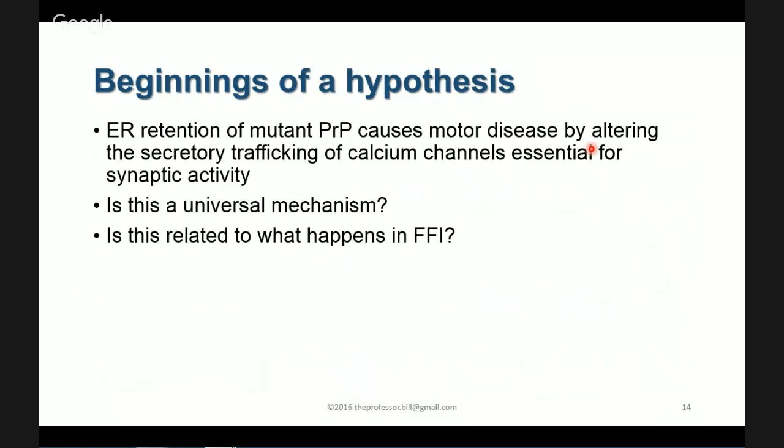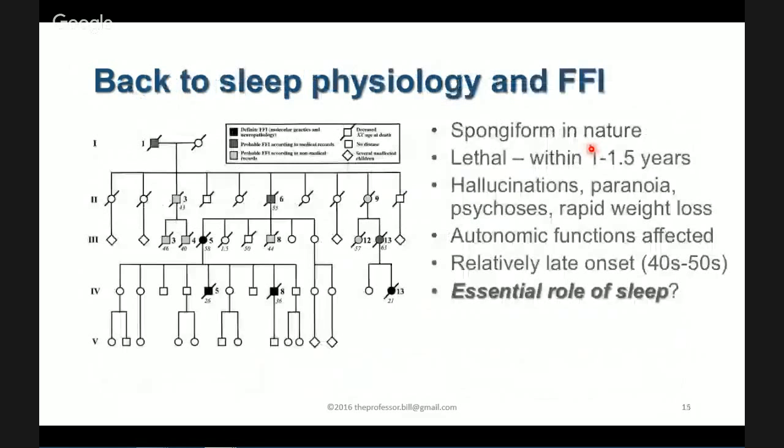Is this a universal mechanism that explains why prions accumulate inside the ER, how it kills neurons, and then why it causes neurodegeneration? We haven't really seen a lot of that in FFI, so that characterization has really been in CJD. Is this also occurring within FFI? So again, keep these hypotheses in mind for the time being.